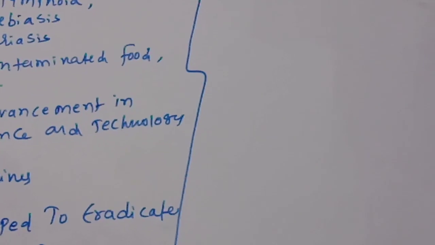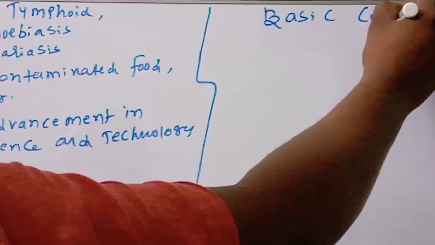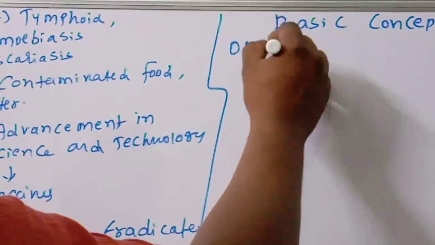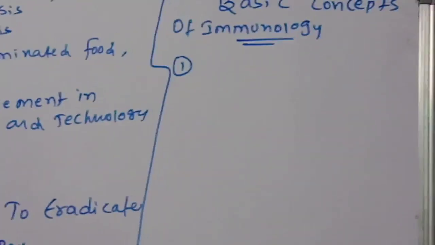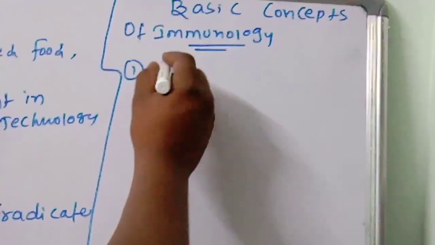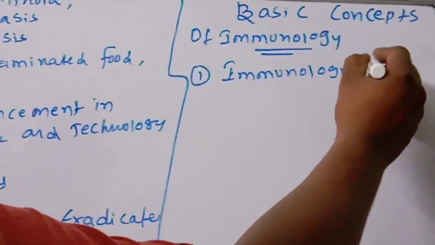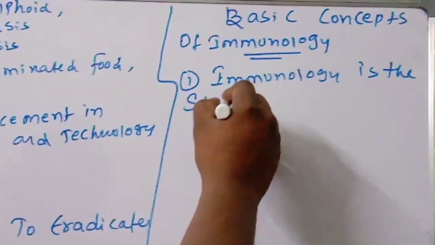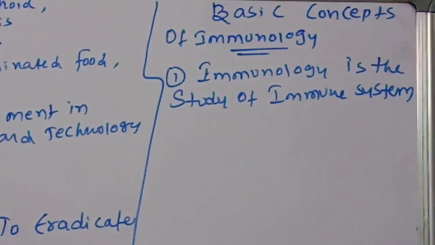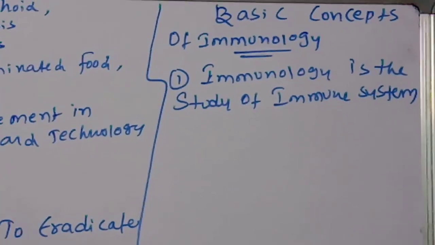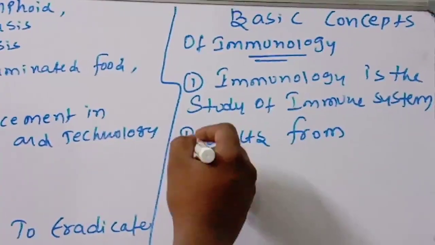Now, today we are discussing the basic concepts of immunology. What are the basic concepts of immunology? Immunology is the study of the immune system. It protects us from infective agents.